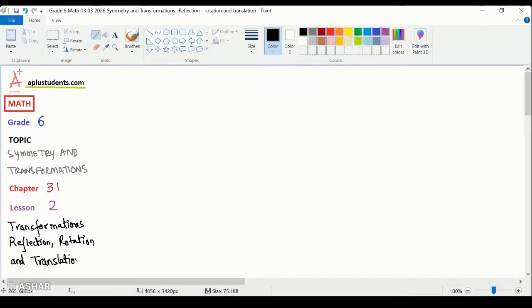So before we begin the topic, let's go to the chapter, grade 6, chapter number 31. Okay, just a moment please. Grade 6, chapter number 31, Symmetry and Transformation, and lesson number 2. Differentiate between reflection, rotation, and translation first.